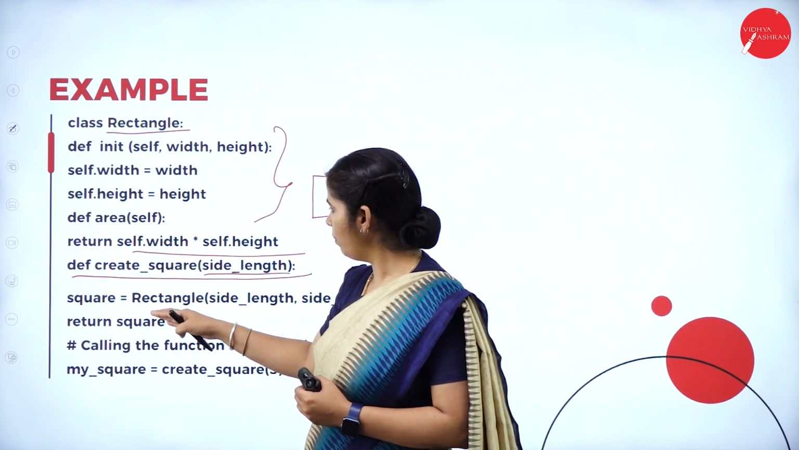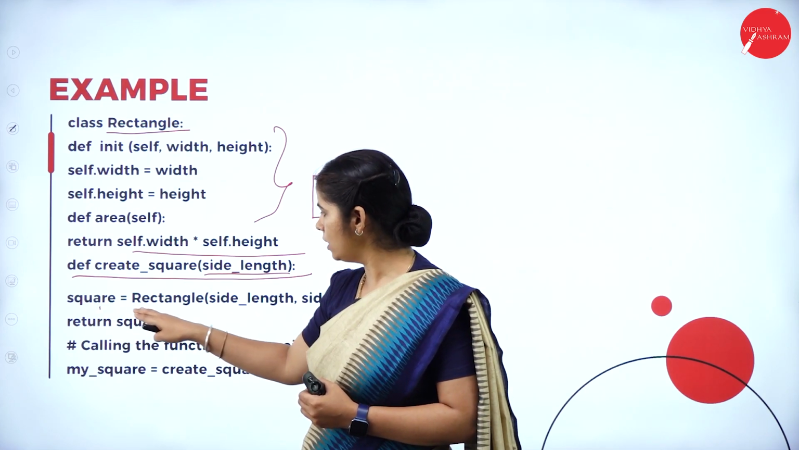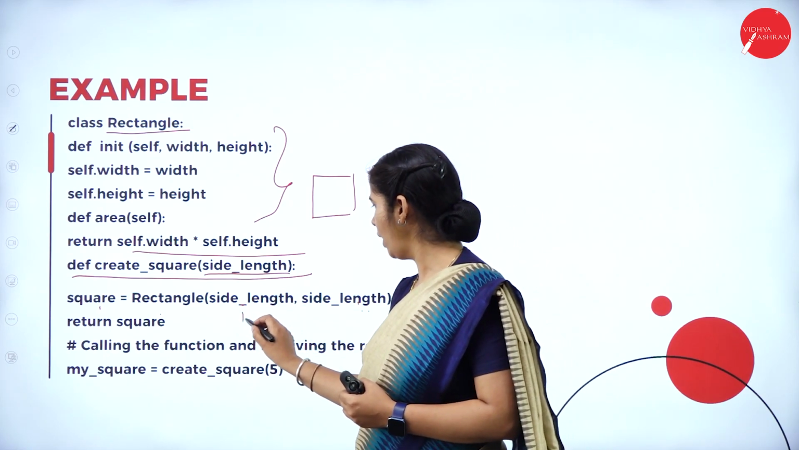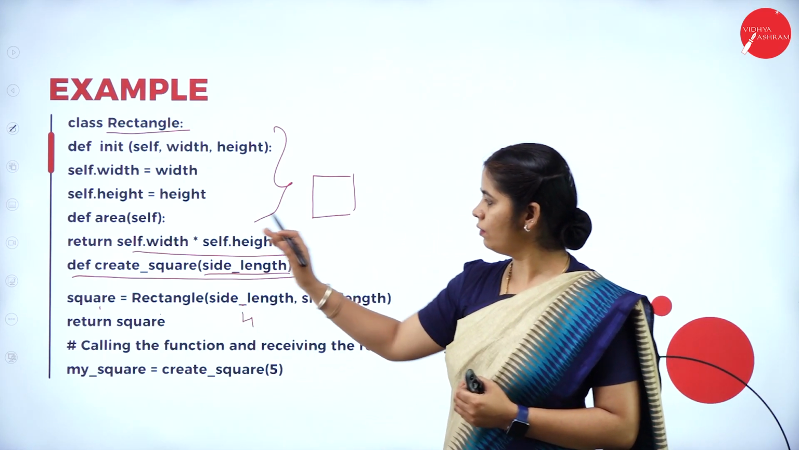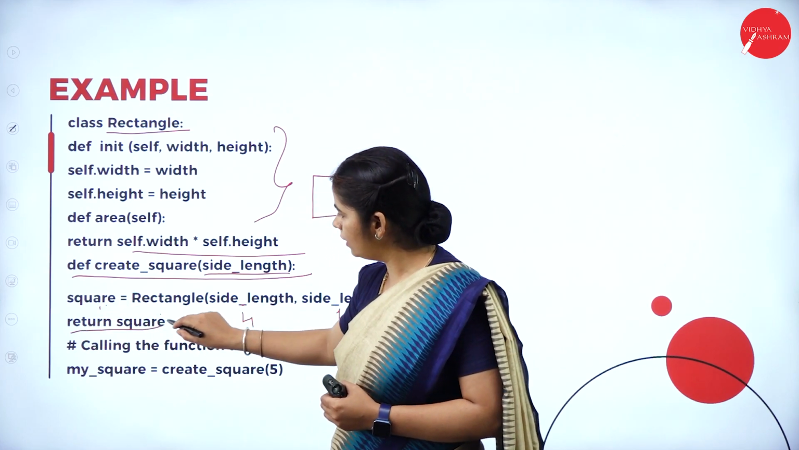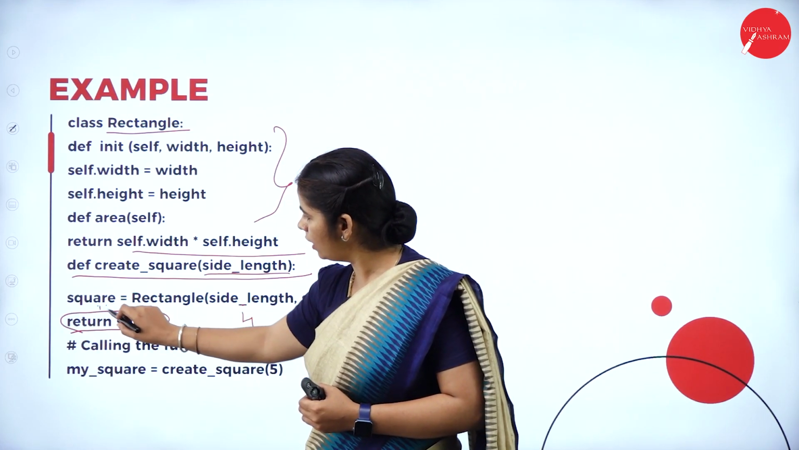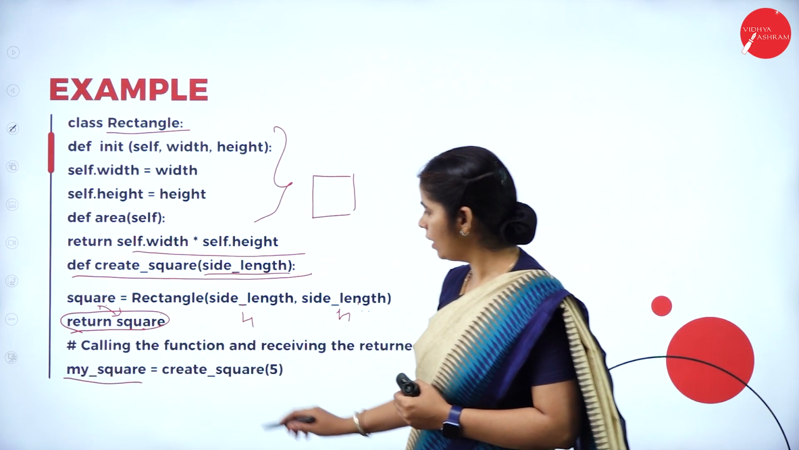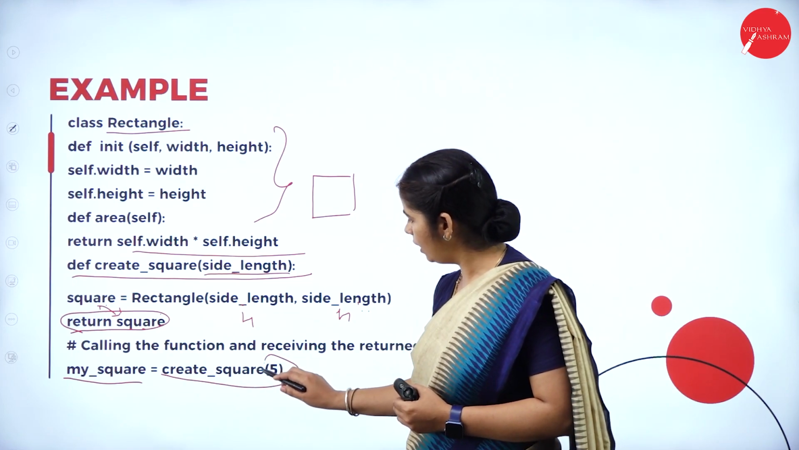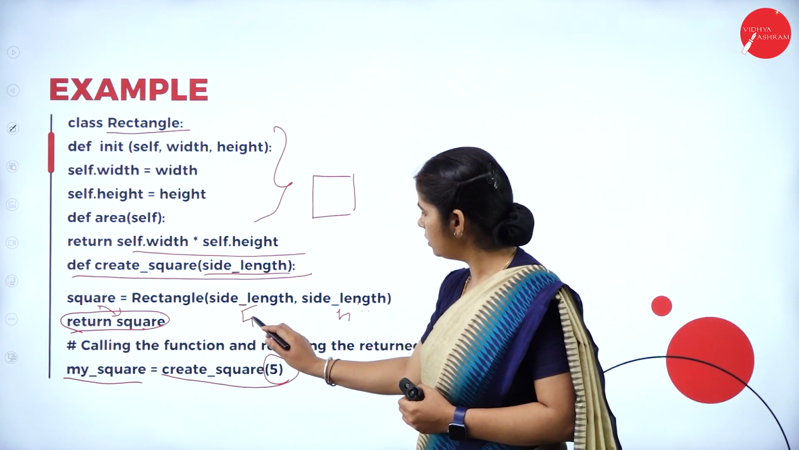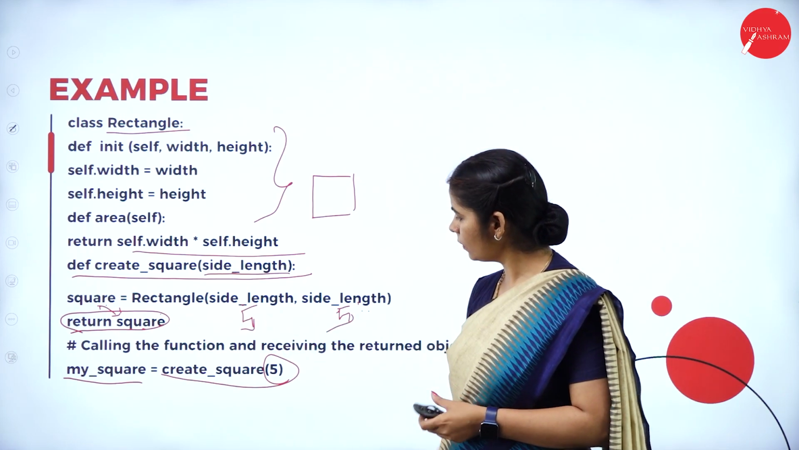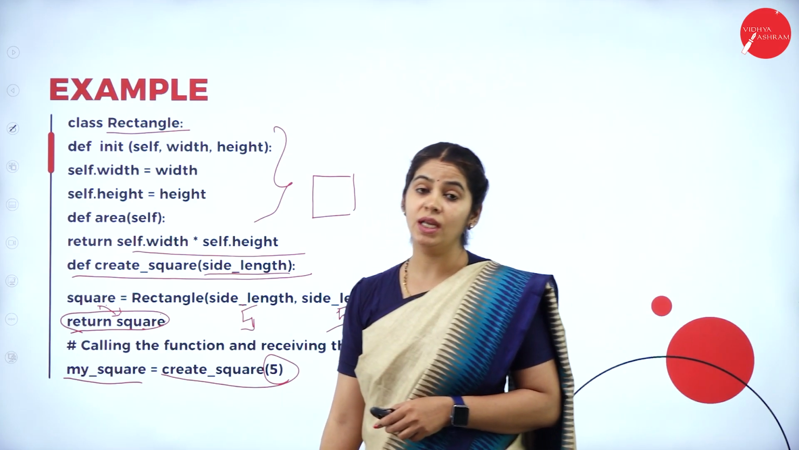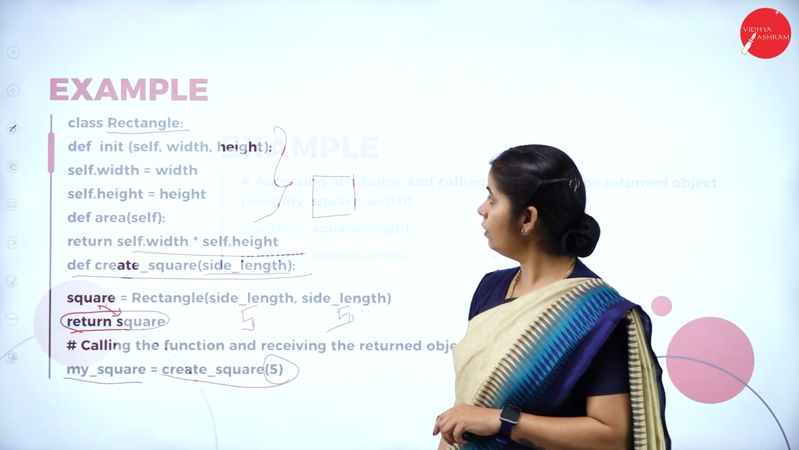What is the statement in that? We have to compute the square. Square is equal to Rectangle(side_length, side_length), where both values should be the same, 4 and 4. If the value is 4 and 4, it will create the square and return the square. What we are returning? We are returning the square. Now I am creating the object my_square, calling create_square with 5. So this is how we return a particular object as a return value.